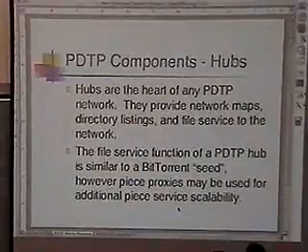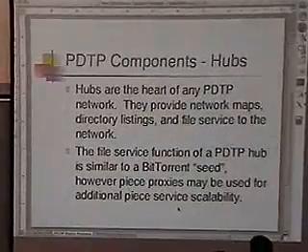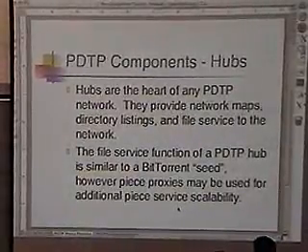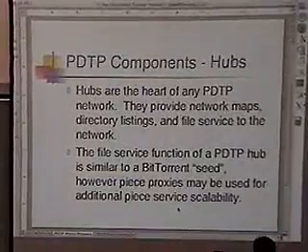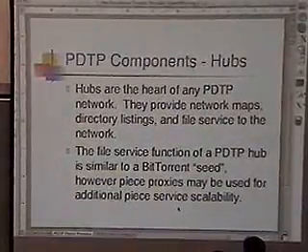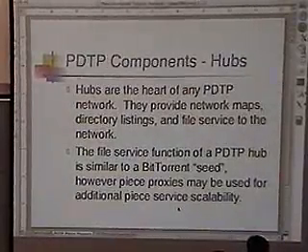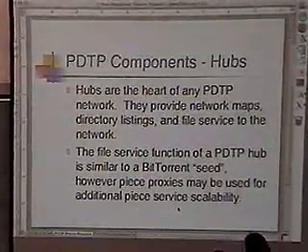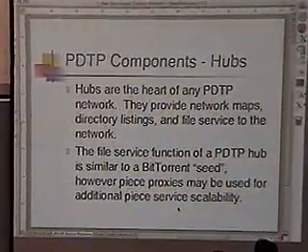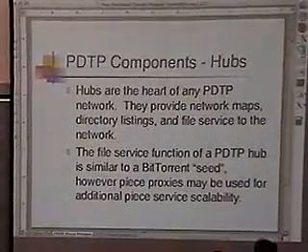And the hub manages the directory listings and serving of the initial pieces to the network, much like a BitTorrent seed. And an additional component of the system are piece proxies, which can fetch pieces from the hub and cache them to serve to the network. So if the hub's upstream bandwidth is exhausted, you can use proxies to mitigate that.